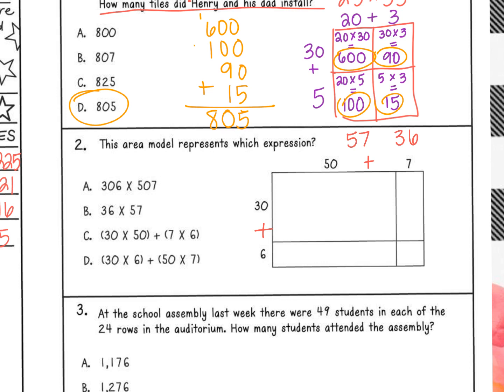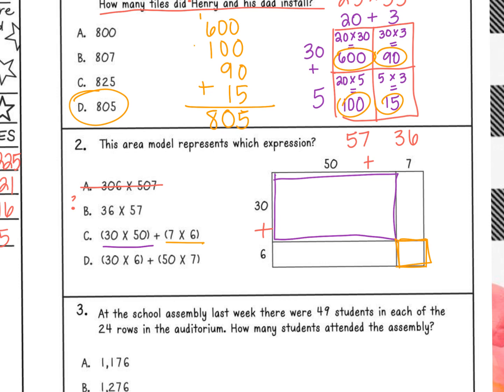Is it A? Definitely not. B? We're going to put a question mark by it because I hear yes and no. C shows me 30 times 50. No. Plus 7 times 6. Okay, well, if I did 30 times 50, that's this box here. Plus 7 times 6, which is only this box.